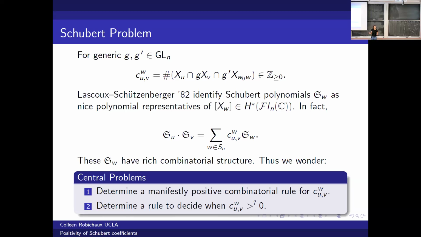So let's cheat and ask a simpler question. Maybe we can find a rule just to decide whether this intersection is going to be empty or not. How can I come up with a combinatorial rule to detect when these generic translates will meet in general? I don't care how many points at which they meet, but do they meet at all? This is the question that we're going to dig into.